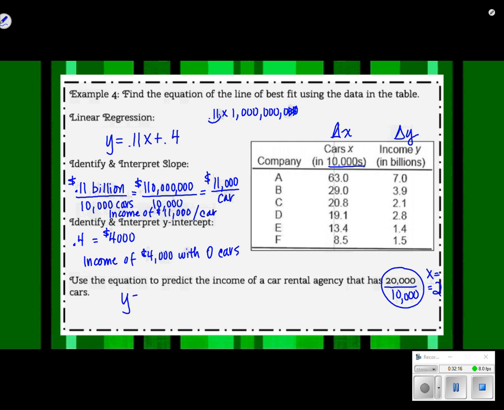So if I'm looking at Y equals 0.11 times 2 plus 0.4, well, that's 0.22 plus 0.4, which is 0.62, which means that we've got $0.62 billion, which is going to be in the like $620 million range. Okay, but definitely lower than what car company F had, because they have less cars.